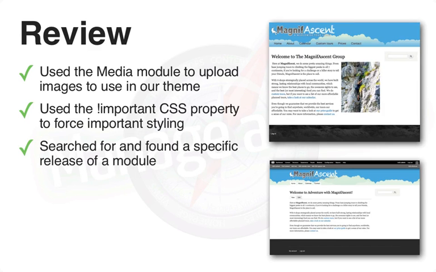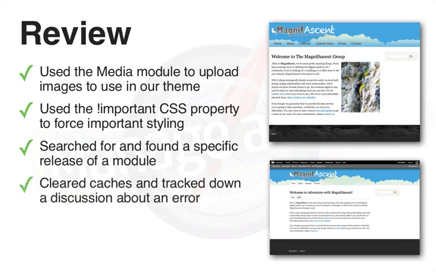In the process of installing the media module, we searched for and found a specific release of a module, in the process illustrating how to find any specific release of a module. We ran into some issues with the media module and attempted to fix the problems by clearing our caches, and when that didn't work, we tracked down the error in Google and found an issue queue issue about the problem. We then learned about the benefits and potential hazards of using development releases.